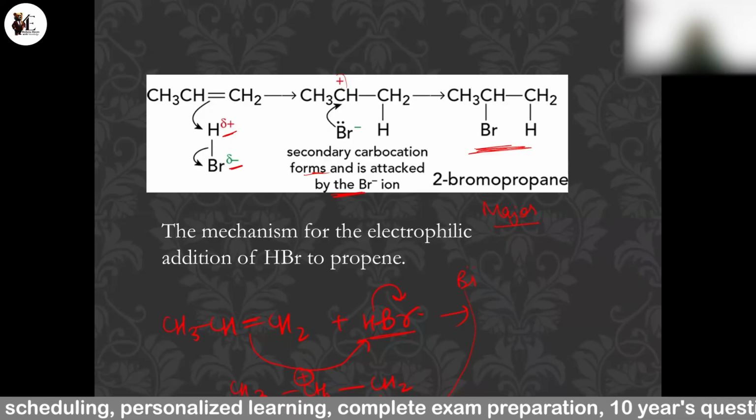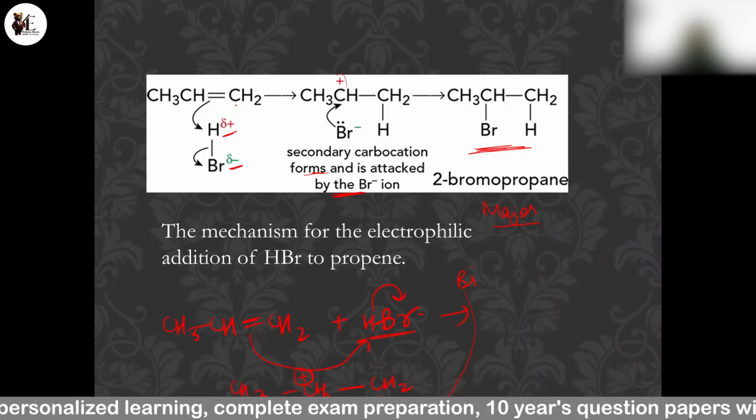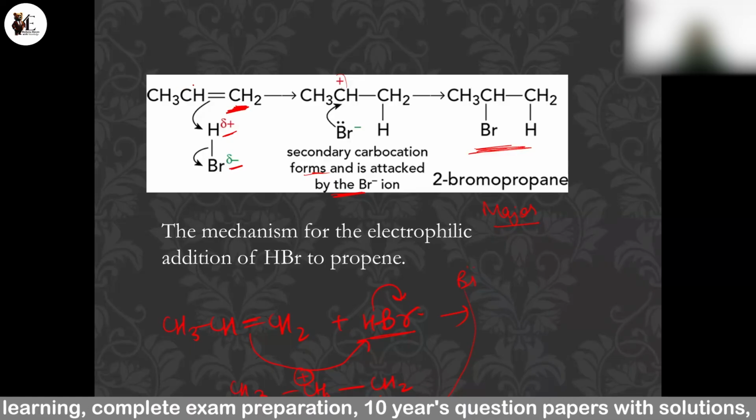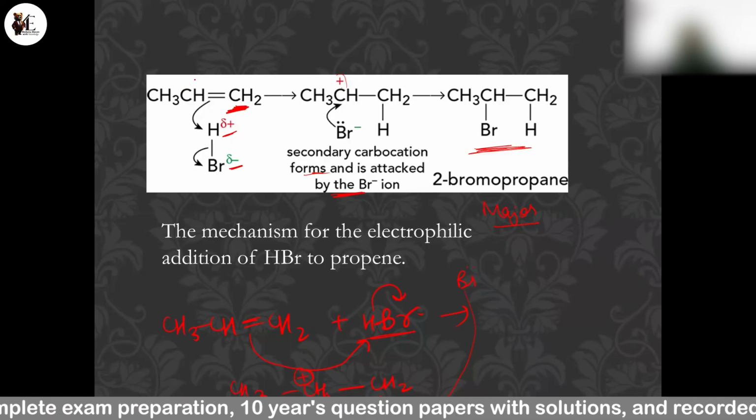So we have to make the most stable carbocation here. That's why hydrogen gets attached to this carbon, so that we have a 2 degree carbocation here.